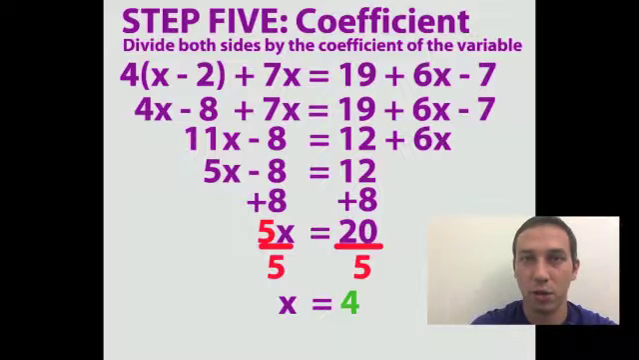In order to get the variable by itself, you need to remove the coefficient. You can do this by dividing both sides of the equation by that coefficient. After doing this, you should have the variable all by itself on one side of the equation and a constant on the other side. Congratulations, you've now solved your equation.